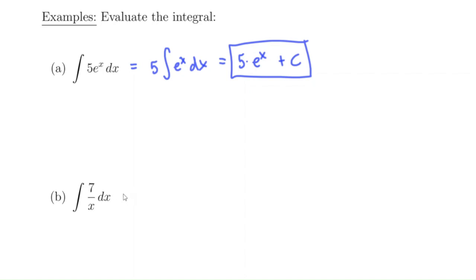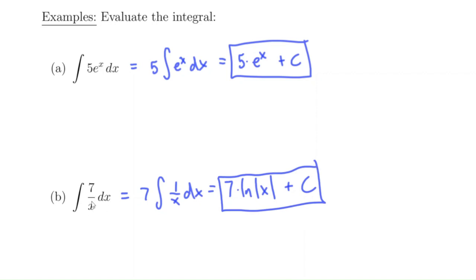Now what about the integral of 7 over x? Well, 7 over x is just 7 times 1 over x, so we could take the 7 out front, and we end up getting that this is 7 times natural log of the absolute value of x plus c. Okay, and that's our answer. So the integral of 7 over x is just going to be 7 times natural log of the absolute value of x.